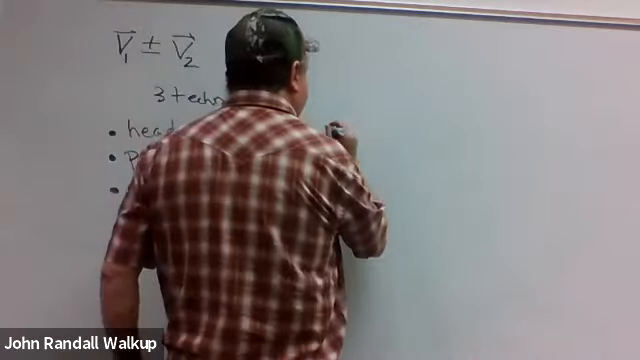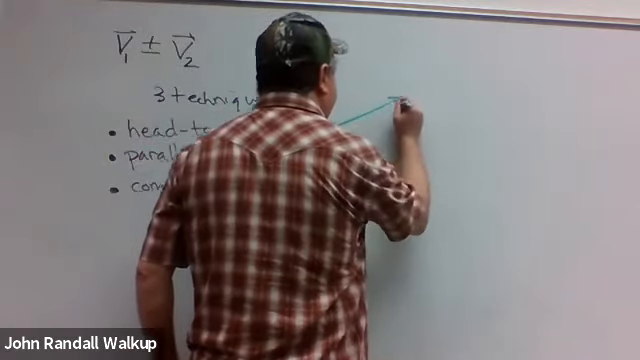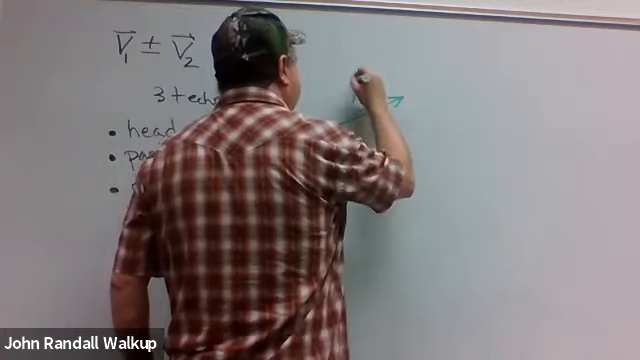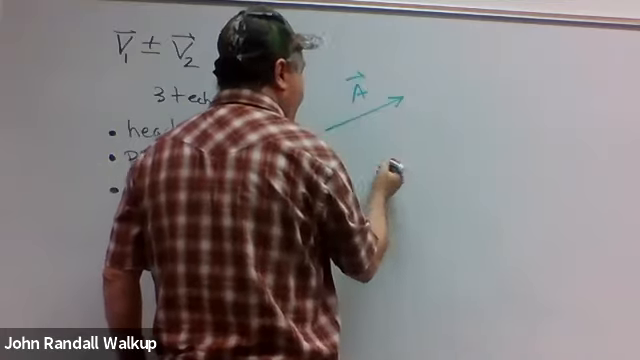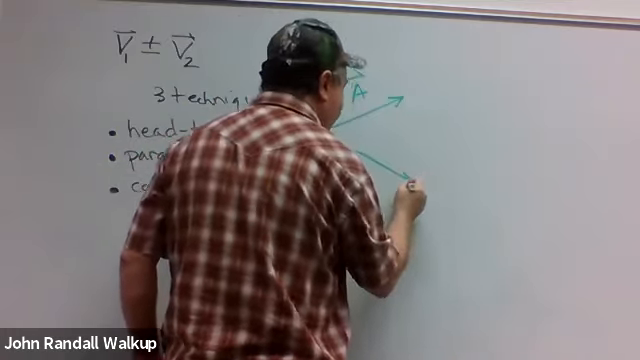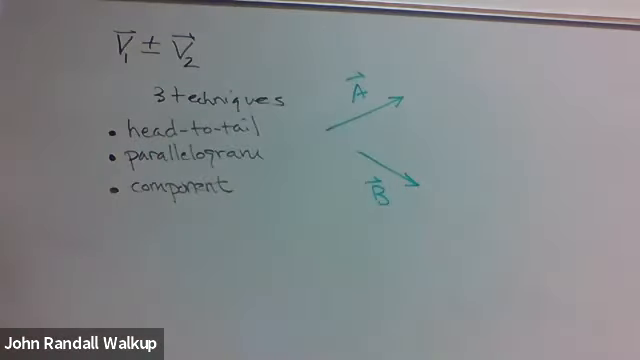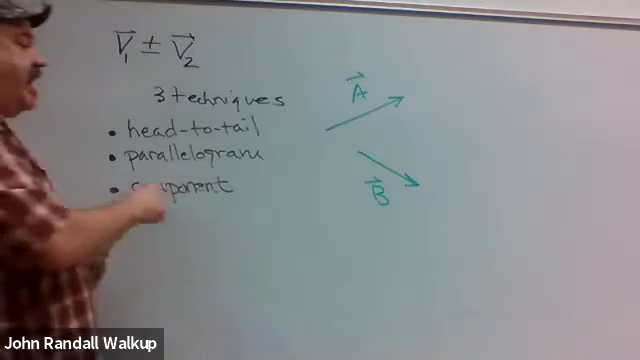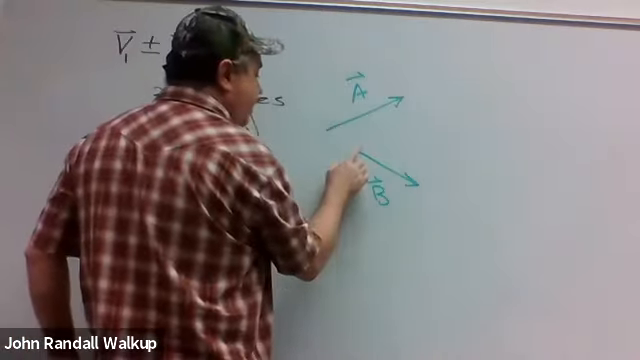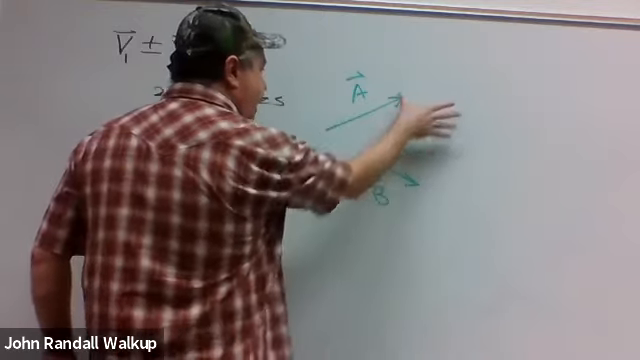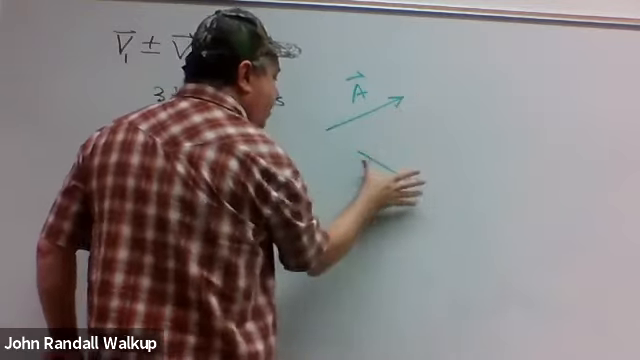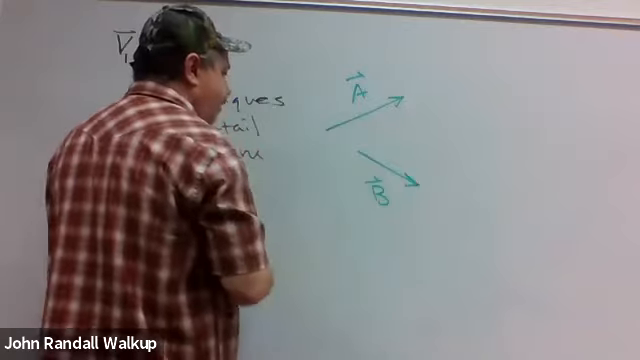We have vector A and vector B. How do we add these vectors using the parallelogram method? Instead of taking the tail of this one and attaching it to the head of this one, we instead attach the tails together.